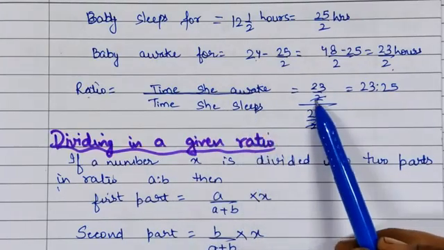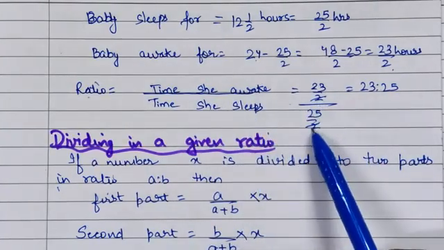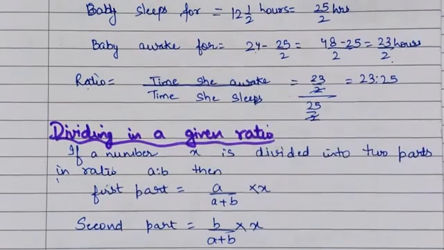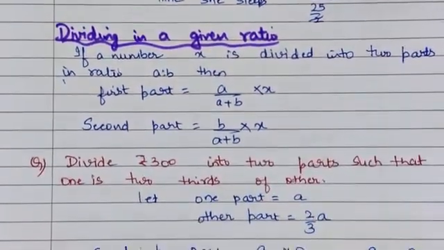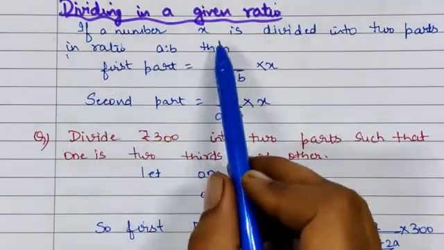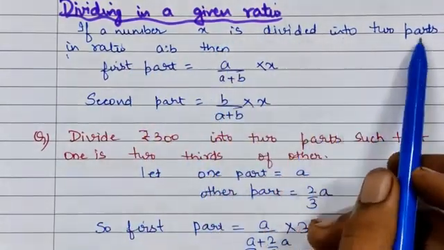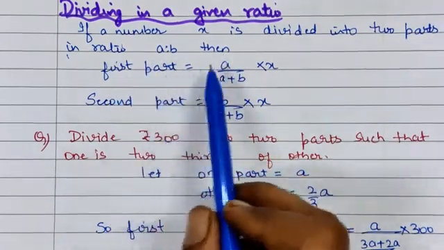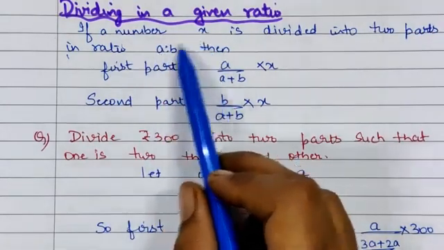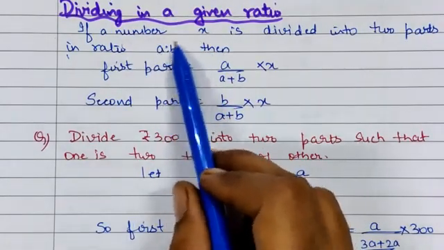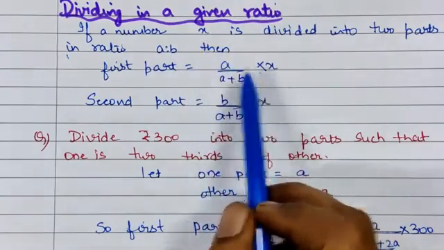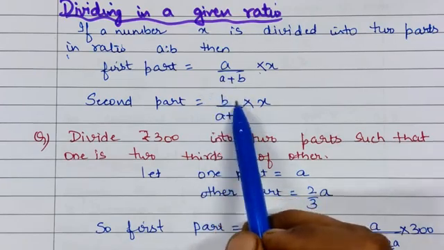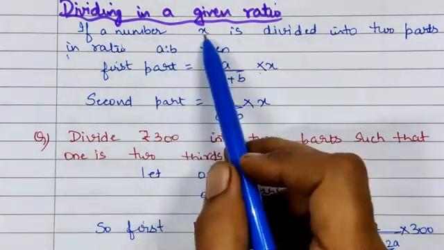That is 23 upon 2 upon 25 upon 2. This 2 will cancel and we get 23 is to 25. Next is dividing in a given ratio. If a number x is divided into 2 parts in ratio a is to b, then the first part will be a upon the sum of both parts, into the number.